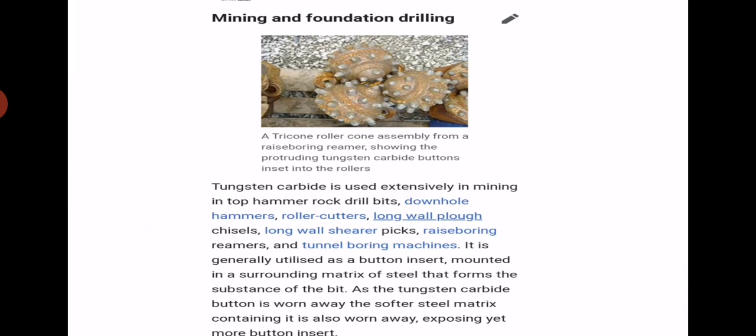And when we come to mining and foundation drilling, this tungsten carbide is used extensively in mining in top hammer rock drill bits. See that picture? A tricone roller cone assembly from a raise boring reamer showing the protruding tungsten carbide buttons inside the rollers.